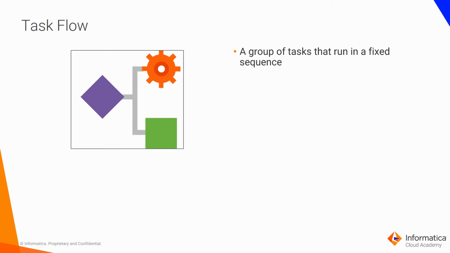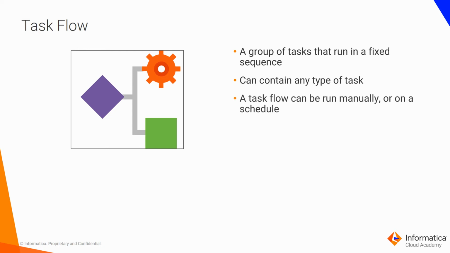For example, if you want to replicate data to a flat file, then run a task that uses that flat file for lookup. Obviously, it's important both tasks are run in that order. You can add any type of task in a task flow, like data synchronization, data replication, mapping configuration tasks, etc. And a task flow can be run manually or in a schedule.